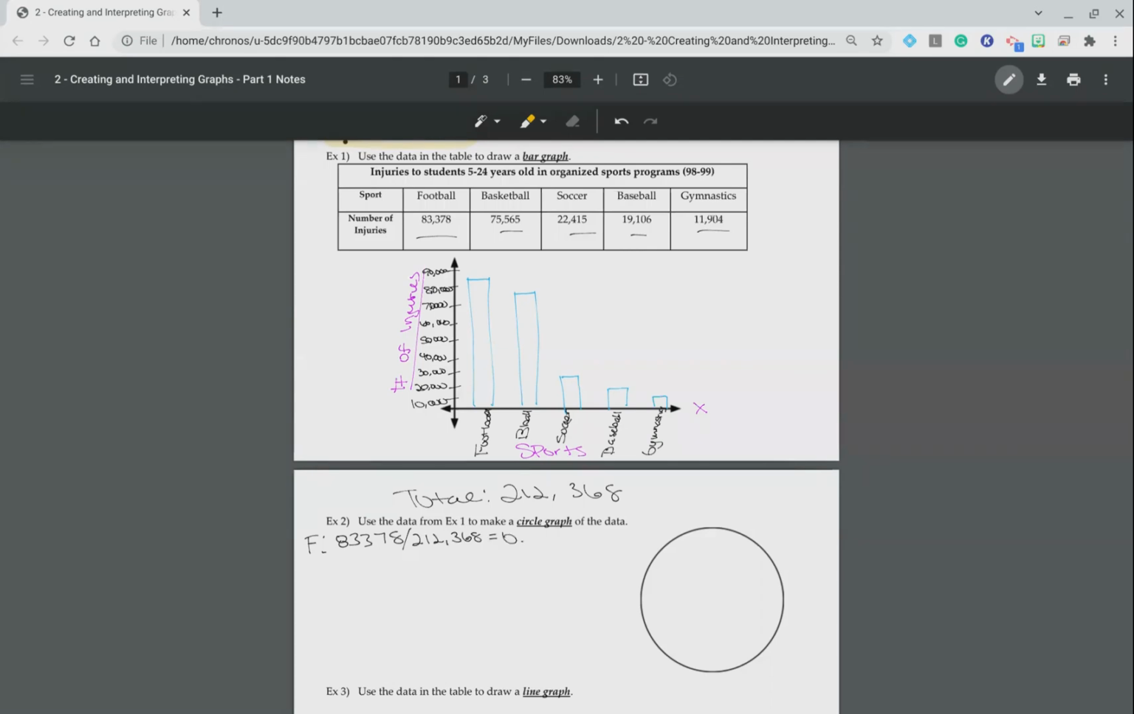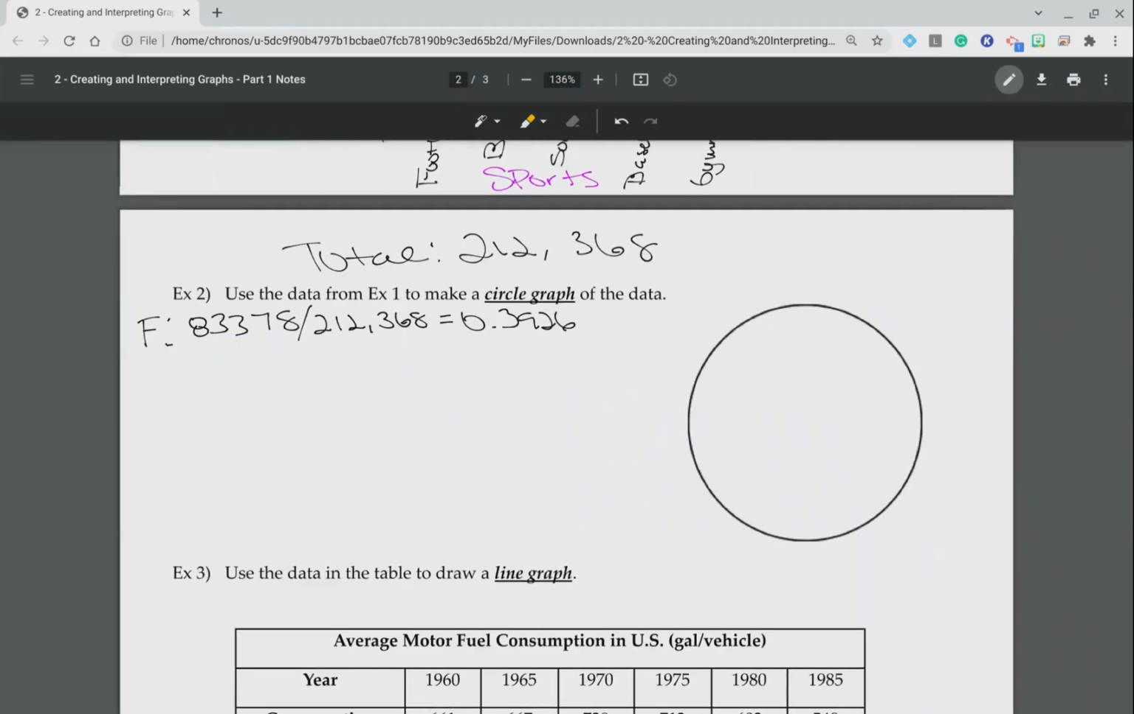And I got 0.3926. Okay, now I need to figure out how much of that circle this is going to represent. Since there's 360 degrees in a circle, I'm going to multiply this by 360, and that's about 141 degrees. So remember, 180 is a straight line.